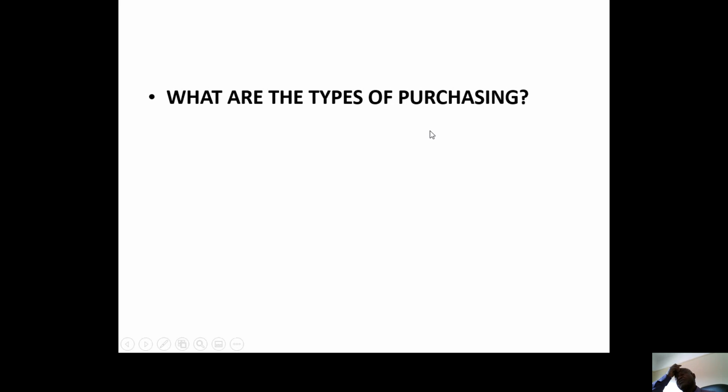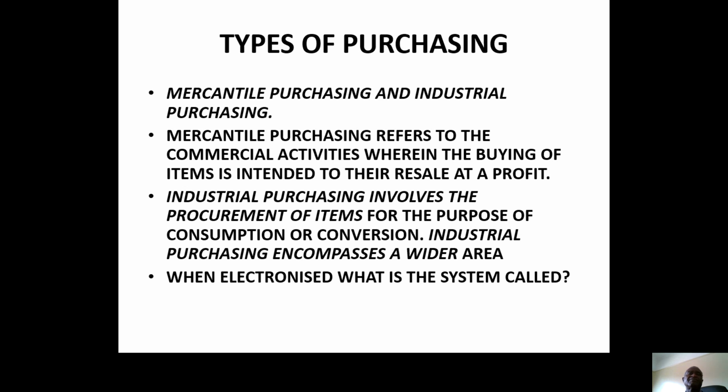Then what types of purchasing do we have? We have two types of purchasing. I hope we can write them down and compare with what I have. Mercantile purchasing and industrial purchasing. Mercantile purchasing refers to the commercial activities wherein the buying of items is intended for resale so that you make profit and then you are in business.